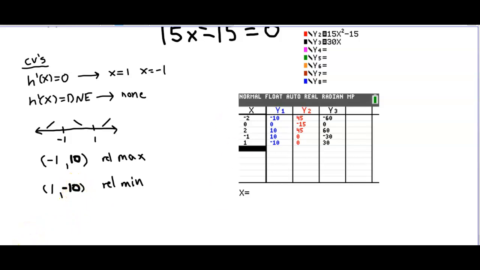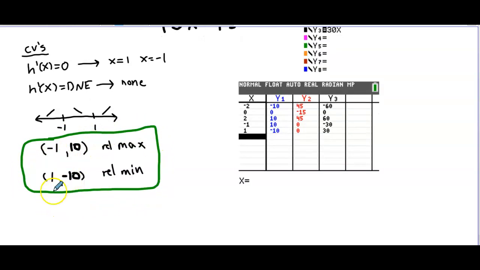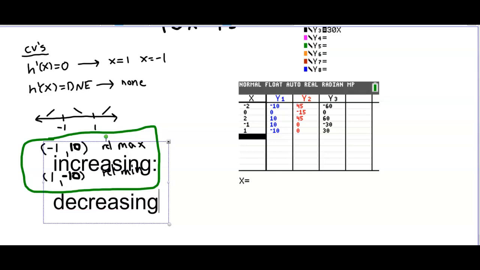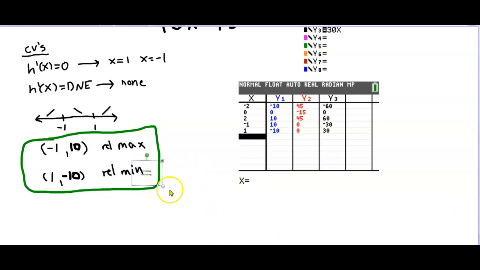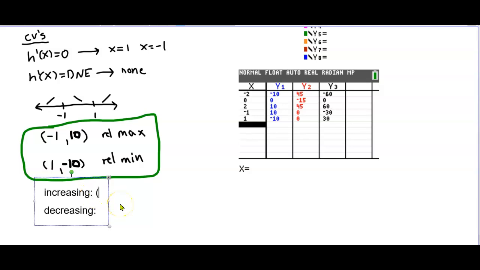So we've got our extrema here, one relative max, one relative min. And we can also, from this number line that we filled out, define the intervals of increase and decrease. So we'll just label that using interval notation. To the left of -1, I can label this as negative infinity, up to -1, the function is increasing.